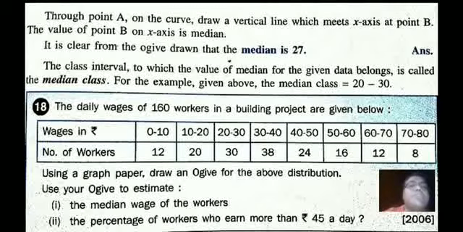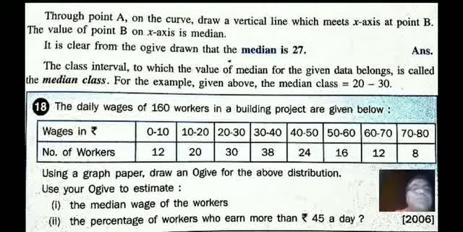Here is another question to find the median of group data. The daily wages of 160 workers in a building project are given. Wages in rupees: 0 to 10, 10 to 20, 20 to 30, 30 to 40, 40 to 50, 50 to 60, 60 to 70, 70 to 80. Number of workers: 12, 20, 30, 38, 24, 16, 12, 8.